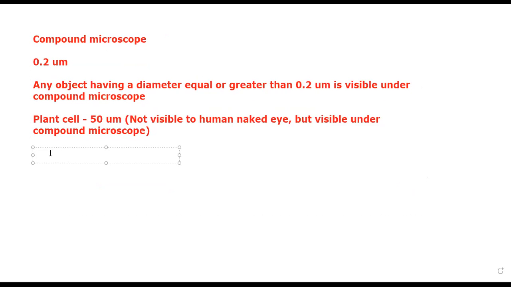Next one. An animal cell has a size of approximately 30 micrometers. Remember, it is smaller than a plant cell. What about the animal cell?